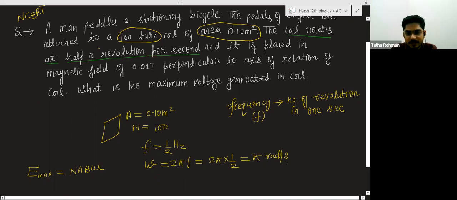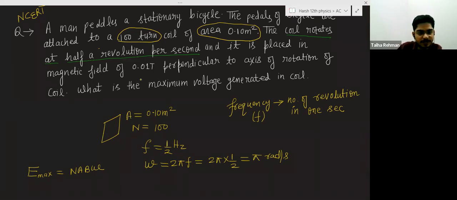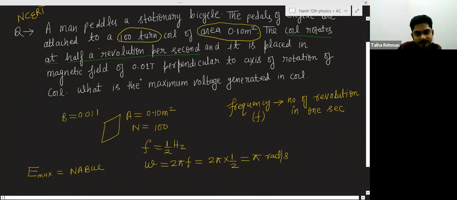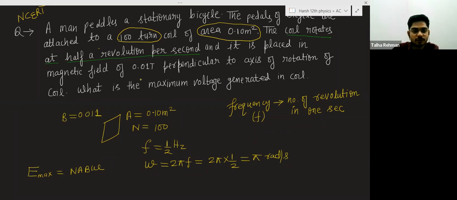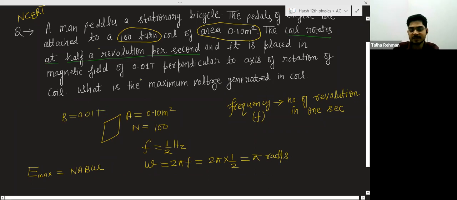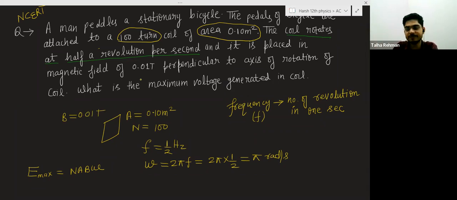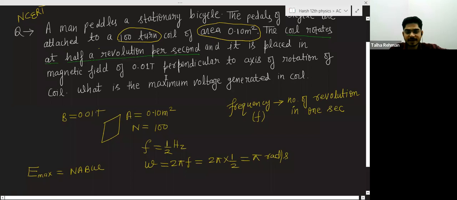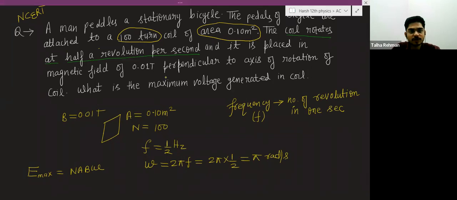Now they are saying this coil is placed in a magnetic field of 0.01 Tesla. So the magnetic field is also given, 0.01 Tesla. Basically this is T. Tesla is the name of the scientist, Nikola Tesla, and also the unit of the magnetic field. And this magnetic field is perpendicular to the axis of the coil.